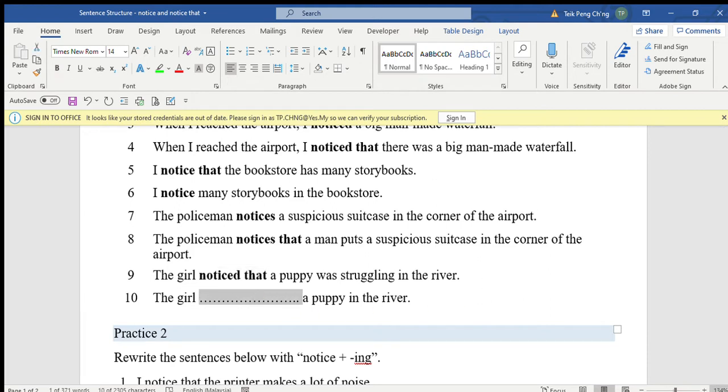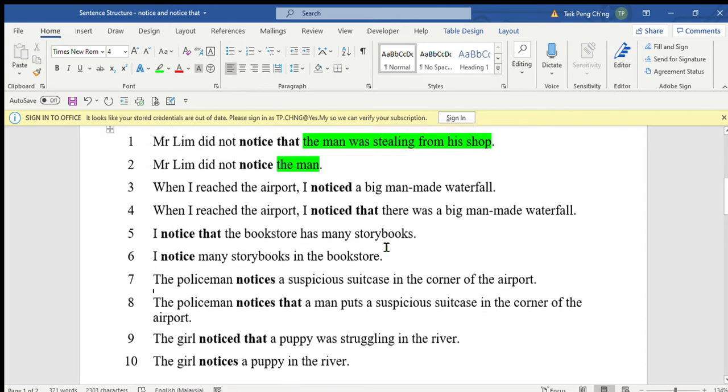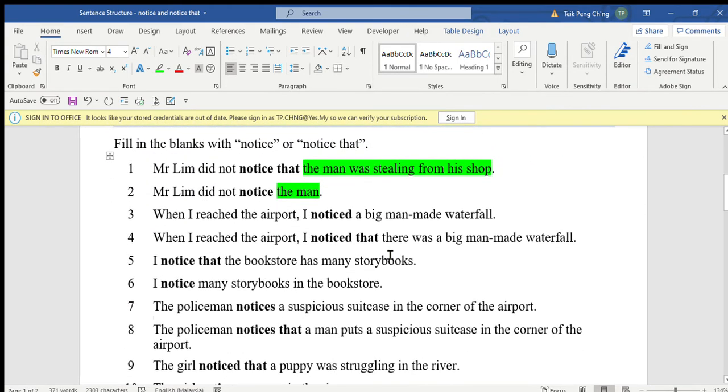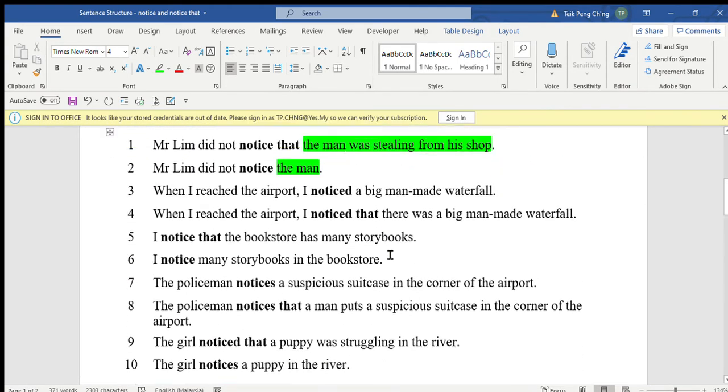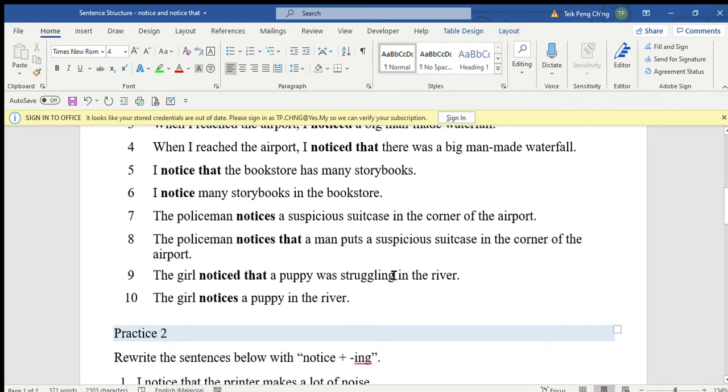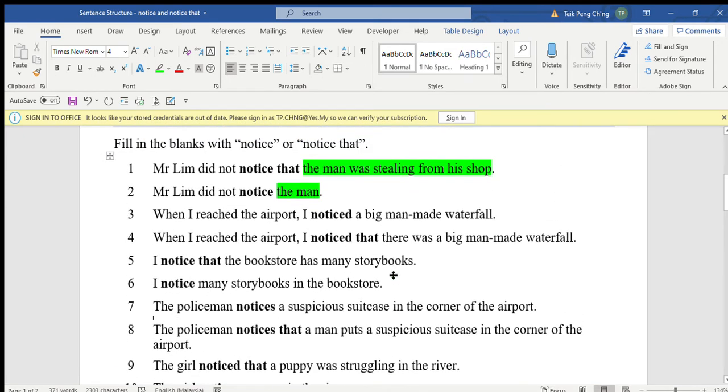And number 10, look at the object. A puppy in the river is a noun phrase. Therefore, you have to use the girl notices, or noticed if you want to use past tense, a puppy in the river. Okay, so here are the answers for practice number 1. Before we go to practice number 2, let me recap the lesson for you.